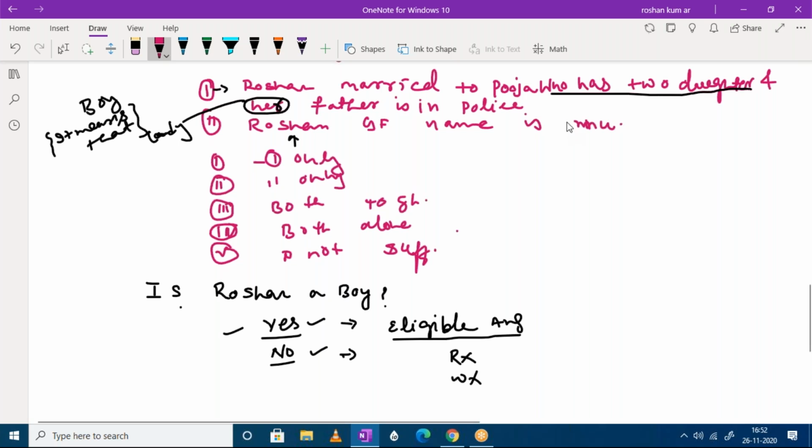If somebody from the Muslim community can confirm on this, Roshan Ara or something like that. Yes, it is hardly used, but it is possible, right? So since there is a possibility, and having a girlfriend does not mean that I'm a boy only. A girl can also have a girlfriend, right?